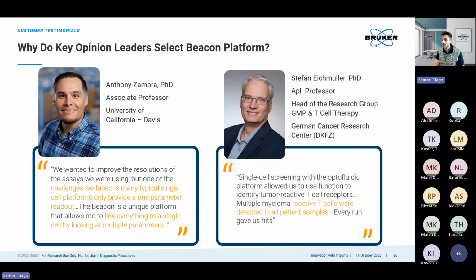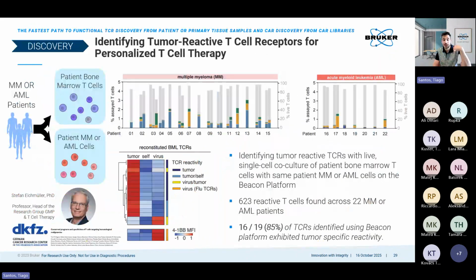Then Professor Stefan Eichmuller at the DKFZ said, leveraging this technology really for TCR discovery. And he said himself it was unprecedented, the number of reactive T cells that they managed to detect, because in every single run, he actually detected T cells reactive against antigens and neoantigens. And exactly on his case study, and of course, this is published data, we can also share with you. He's working on myeloma and AML patients.